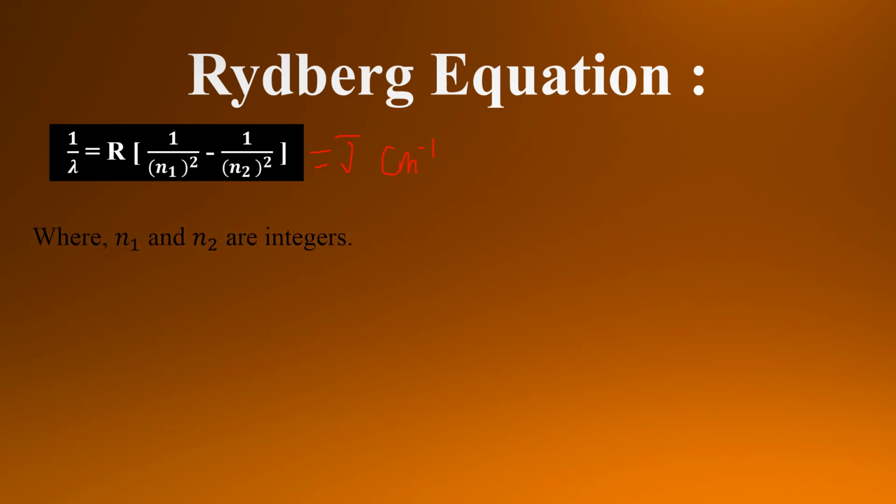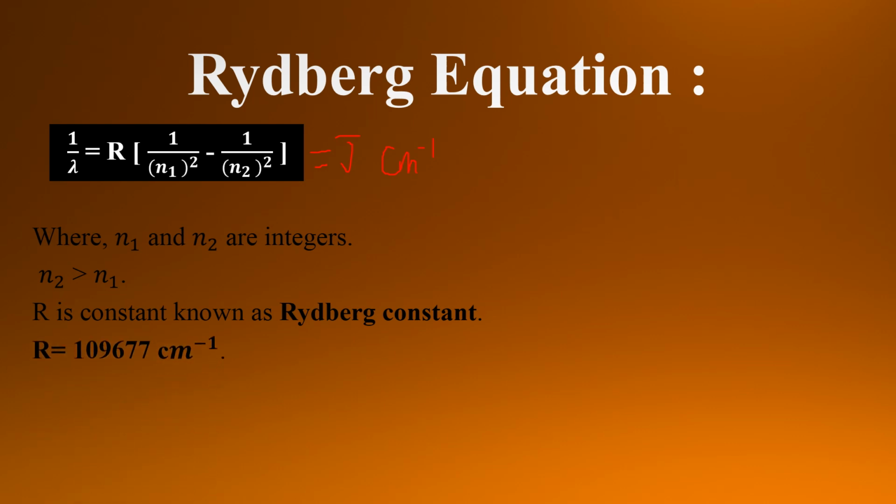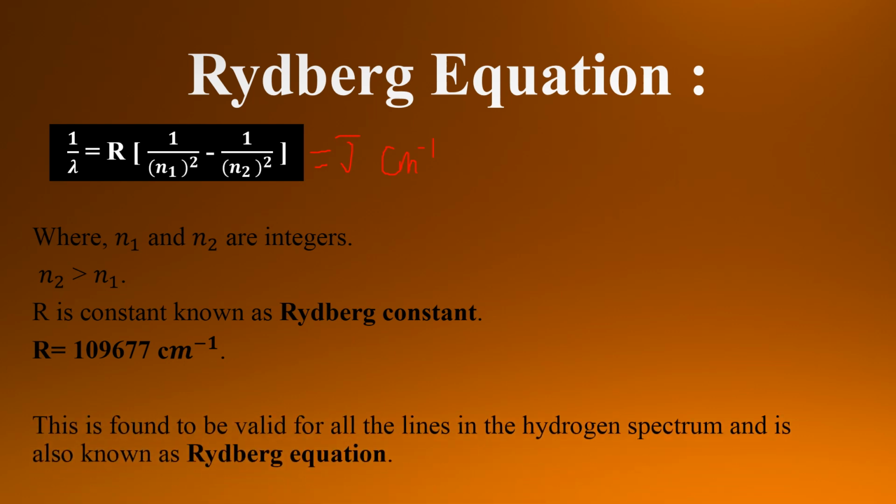Here n1 and n2 are integers, and it should be noted that n2 should always be greater than n1. R is a constant known as the Rydberg constant. The value of R is 109677 centimeter inverse. This is found to be valid for all the lines in the hydrogen spectrum. So after the discovery of different series of hydrogen spectral lines, this expression was discovered by Rydberg.